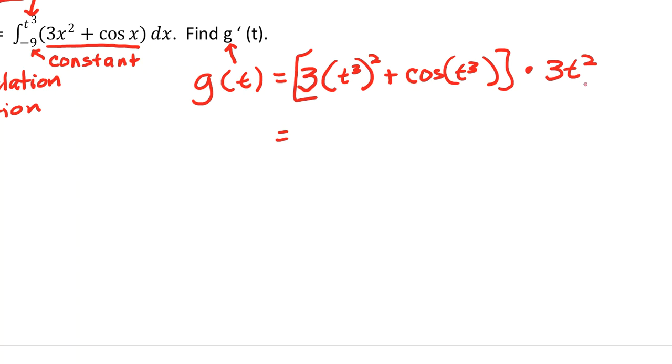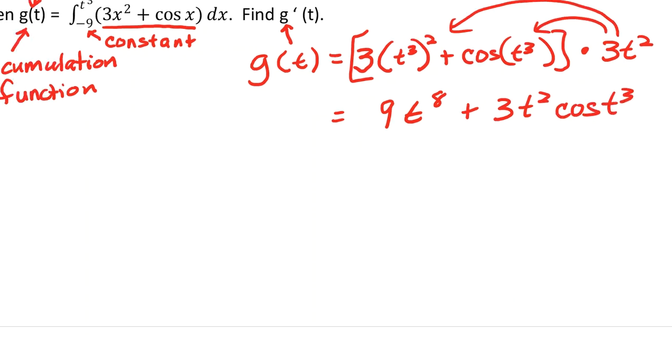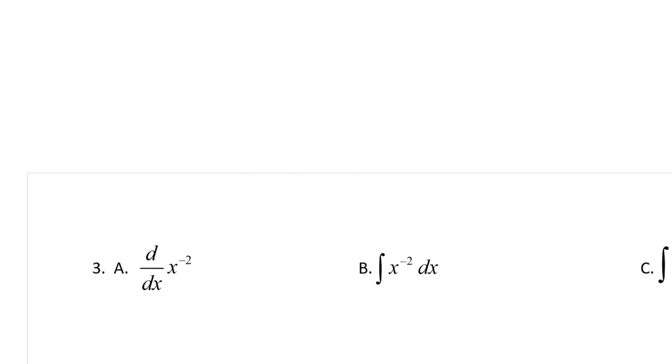And how much you clean this up is up to you here. So we have a 3t to the 6th times a 3t squared. So we could make that a 9t to the 8th, and then, so I distributed at the same time here, plus a 3t squared cosine t cubed, or any equivalent expression.